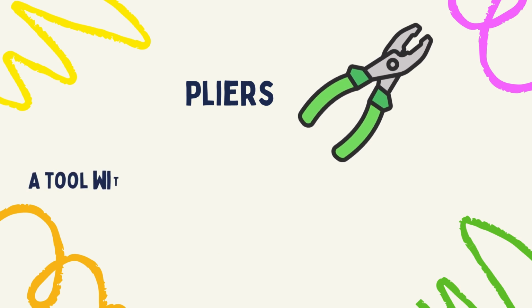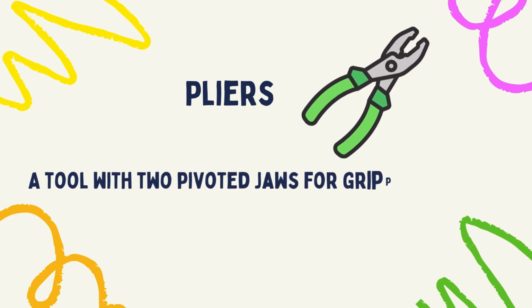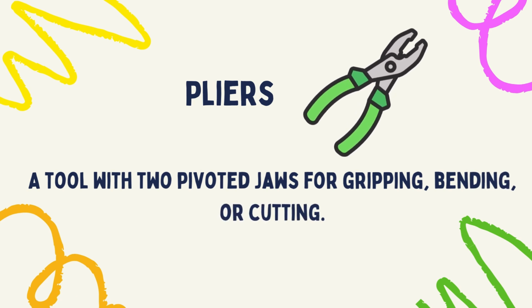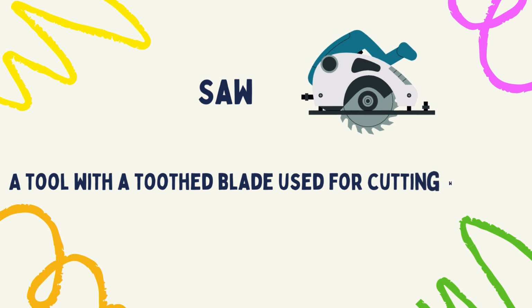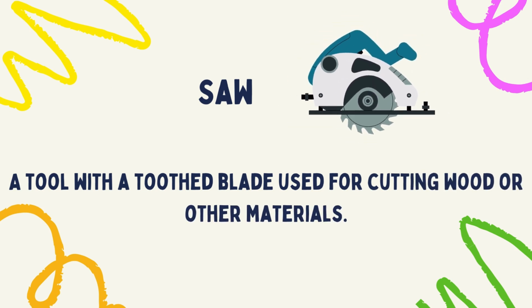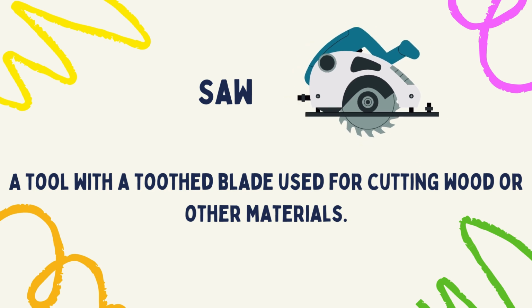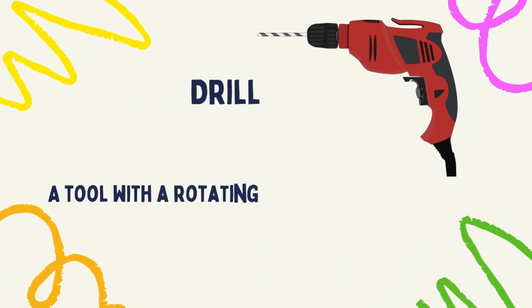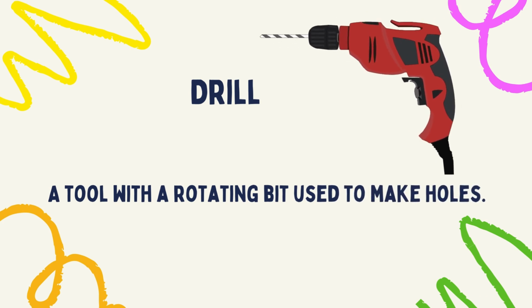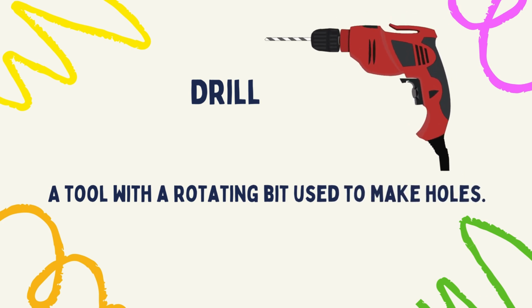Pliers. A tool with two pivoted jaws for gripping, bending, or cutting. Saw. A tool with a toothed blade used for cutting wood or other materials. Drill. A tool with a rotating bit used to make holes.